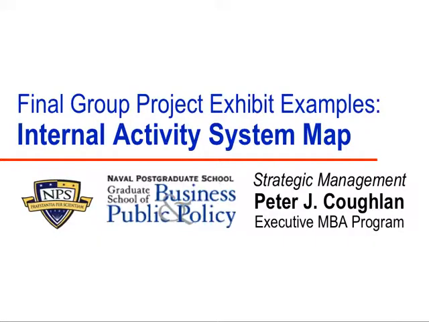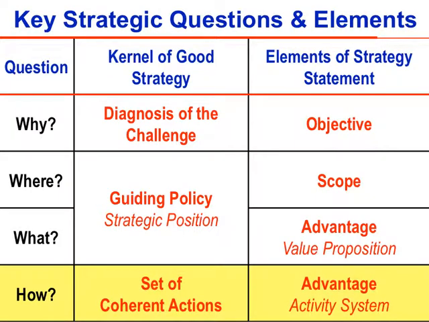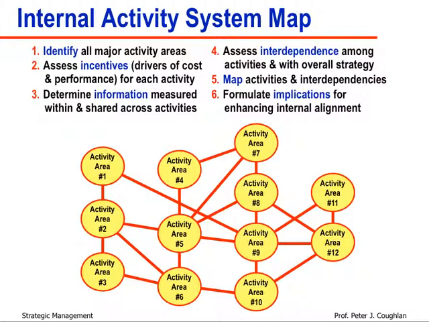A lot of students do the internal activity system map. It makes sense. It's something we went over, and it's not too hard for you to do. This covers the how of these two key questions, in terms of the set of coherent actions or activity system. Remember, I talked about the process: identifying all the major activity areas, assessing the incentives, determining the information, assessing interdependence, and mapping them out. But remember, this diagram is just a tool or part of the story. It doesn't capture everything. You're supposed to identify the major activity areas, particularly where they're unique and distinct and interrelated with other activities.